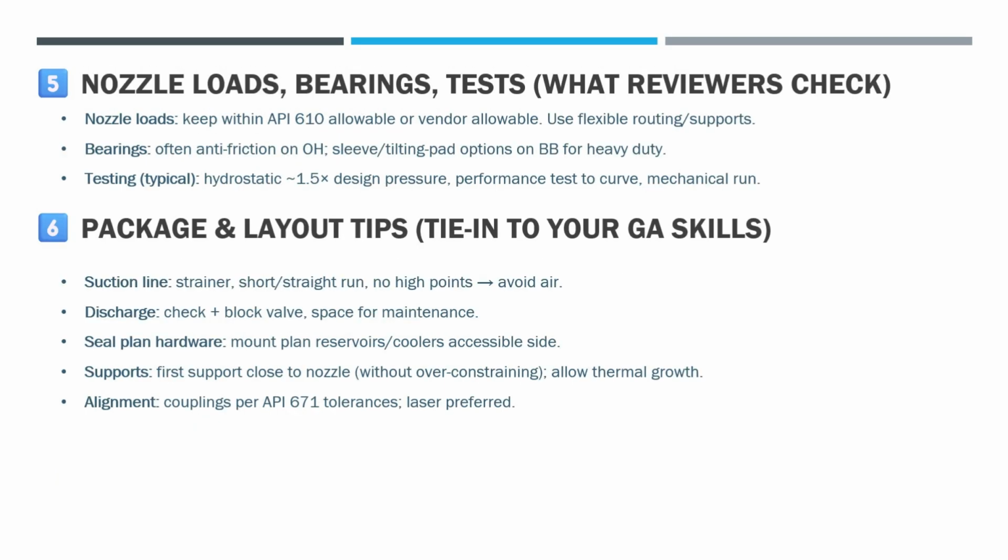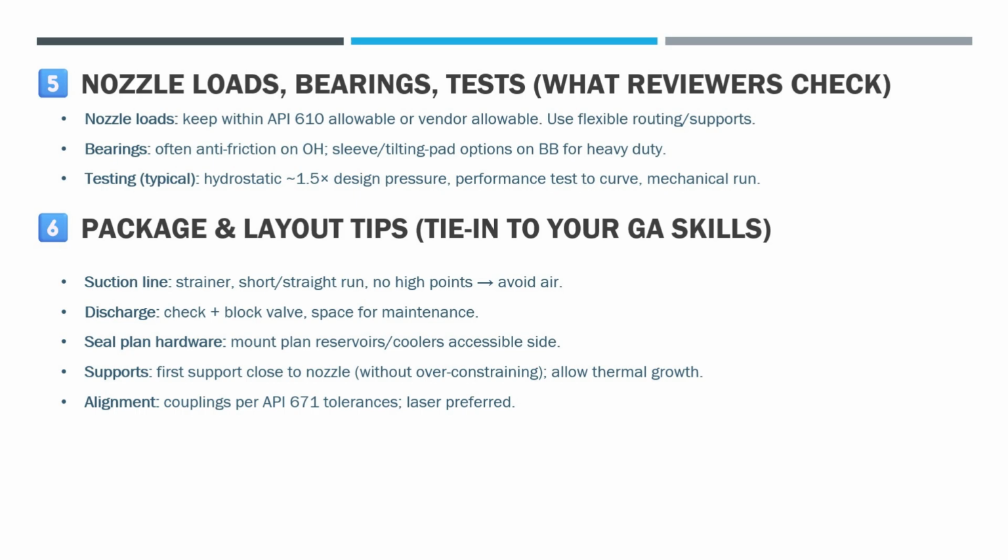Nozzle loads, bearings, tests. A few practical checks reviewers always look for. Nozzle loads: keep them within API 610 limits or vendor allowables. Use flexible piping supports. Bearings: OH pumps usually have anti-friction bearings. BB pumps use sleeve or tilting pad bearings for heavy duty. Testing: hydrostatic test at 1.5 times design pressure. Performance test to verify pump curve. Mechanical run test for smooth operation.